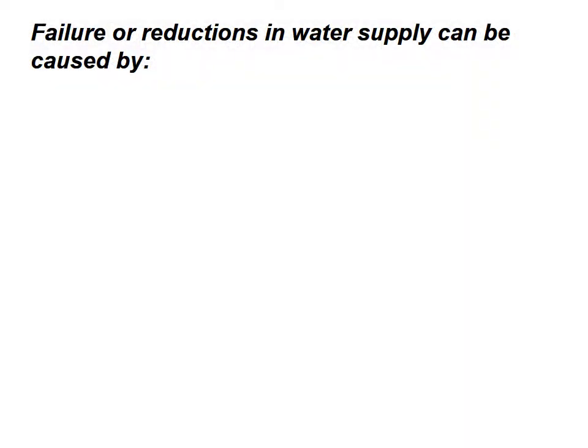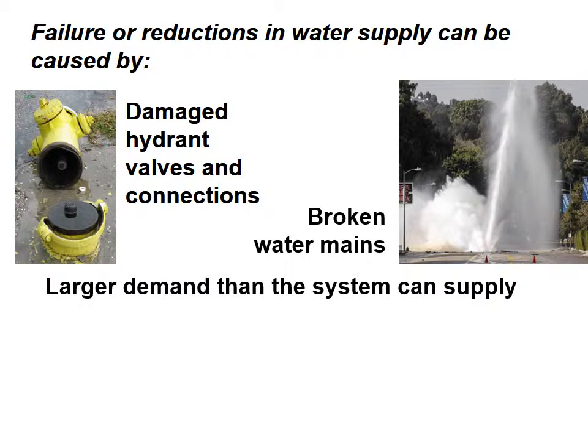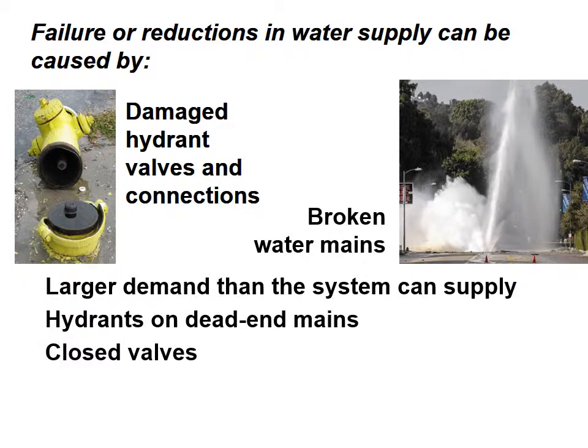A failure or reduction in water supply can be caused by damaged hydrants, valves, and connections, broken water mains, large demand that the system cannot supply, hydrants on dead-end mains, closed valves, obstruction in mains, and pipes or hydrants that are frozen.